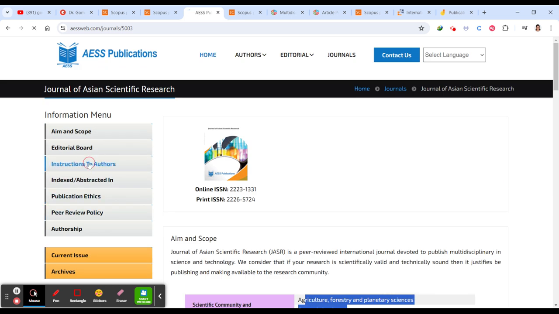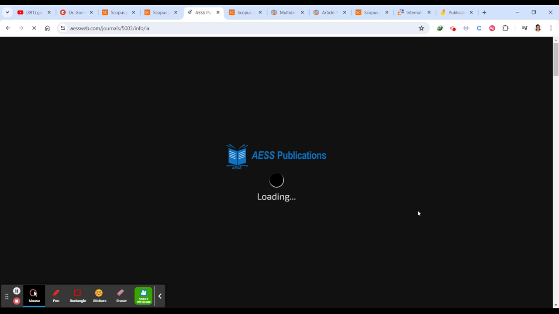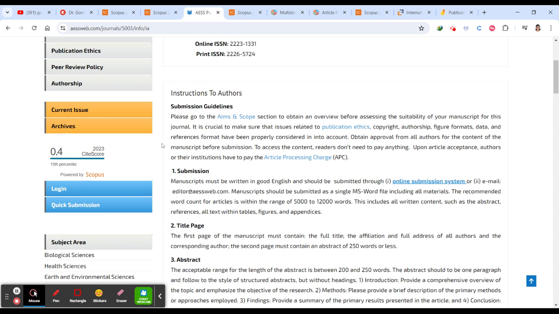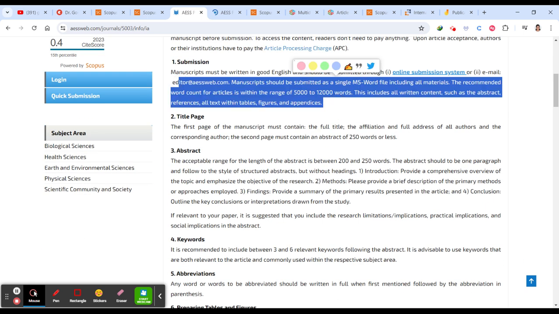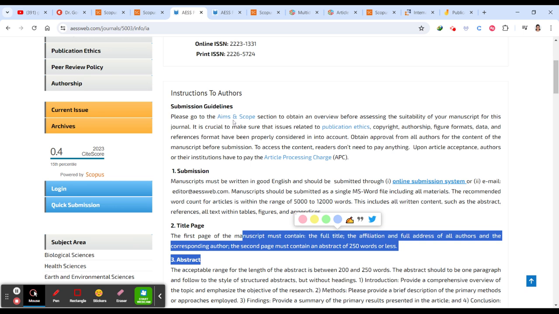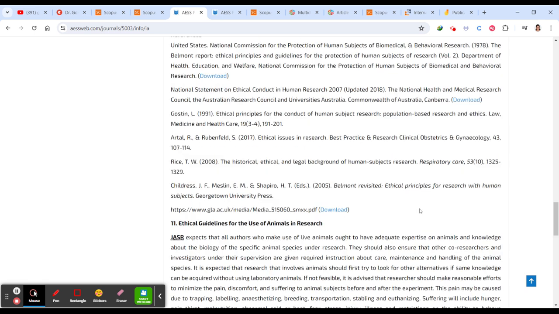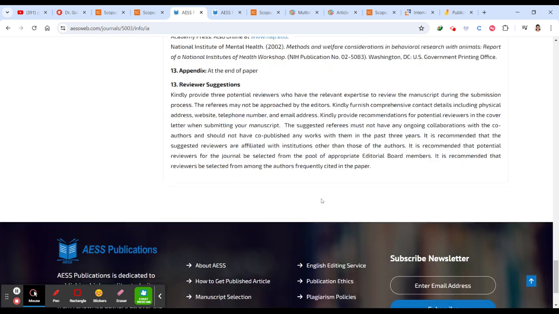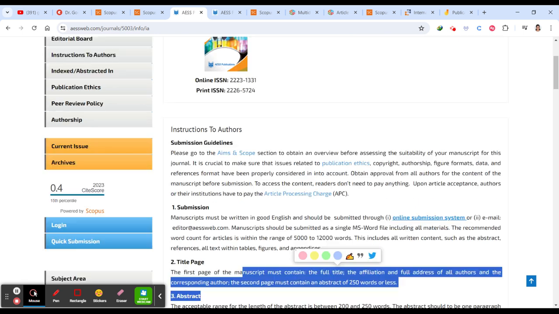Let's go to the instructions to the authors and see what other things are essential for us. Other than this, we should know what the fee is, what the author guidelines are, and any additional charges they have. So let's go here. This is the additional article processing charges they have. I have right clicked and it will open on the right side. You can see the submission, how many title pages, what the word count is, and the total number of pages for the title. They don't have any template. Let's go down and see whether they have provided any. Yes, they have something for the references. There is no template, so you have to follow this. These are the author guidelines.